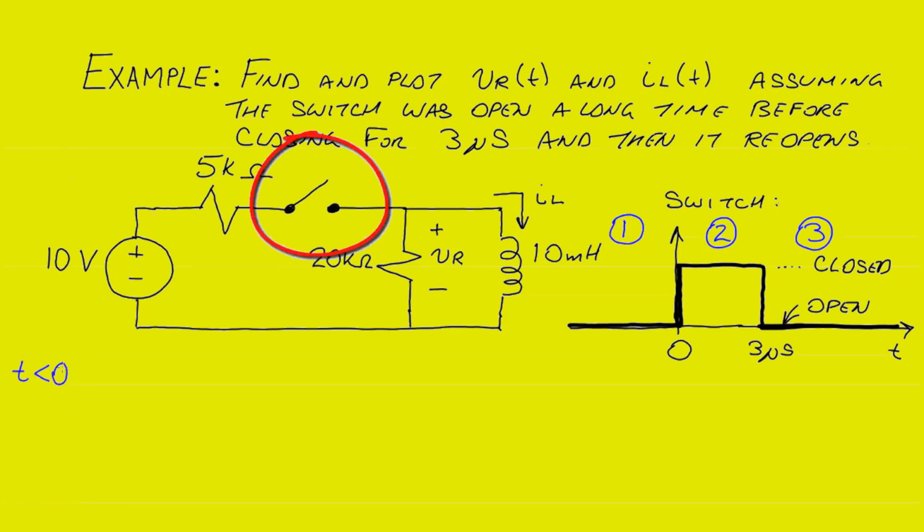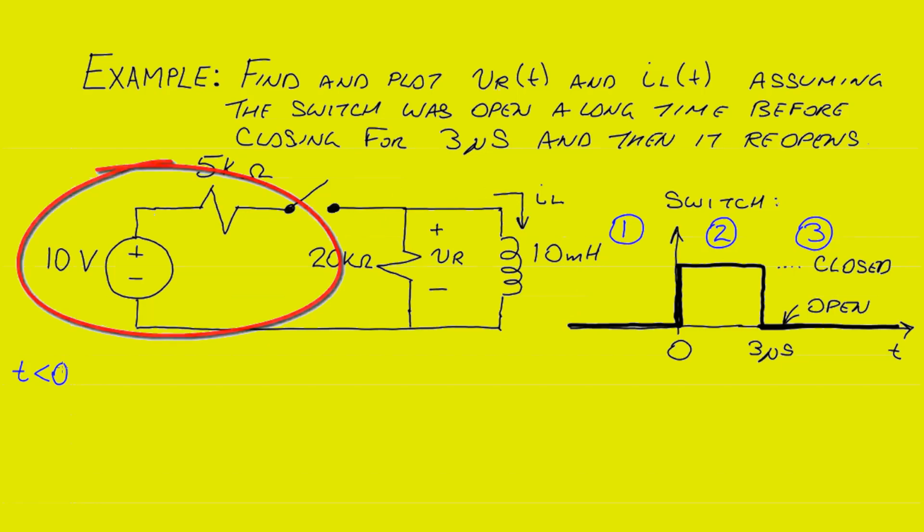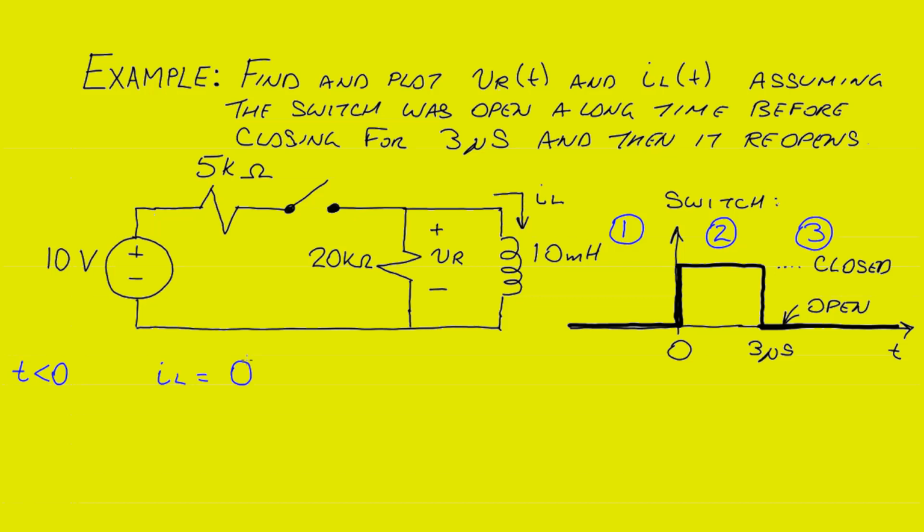During this time period, you'll notice that the switch is open, and so that isolates our inductor and resistor from the 10-volt source, which means that it's a circuit that has no voltage sources in it, and any current flowing in the inductor will be dissipated in the 20 kilo ohm resistor, and the current will die out to 0 after a sufficiently long time, so we can write that IL in this time period must be equal to 0. Similarly, because there's no current through the inductor, there's no current through the resistor, and so the voltage across the resistor during this time period, VR, must also be 0.